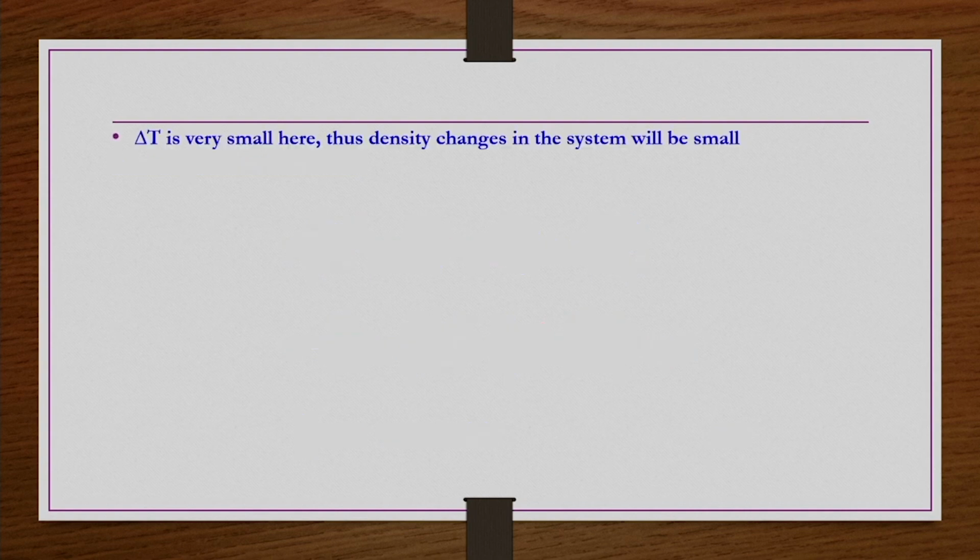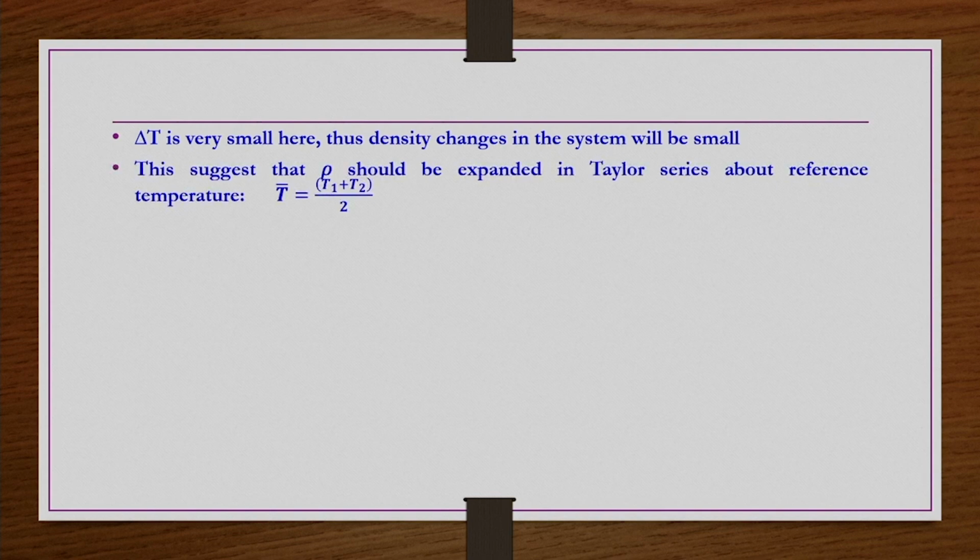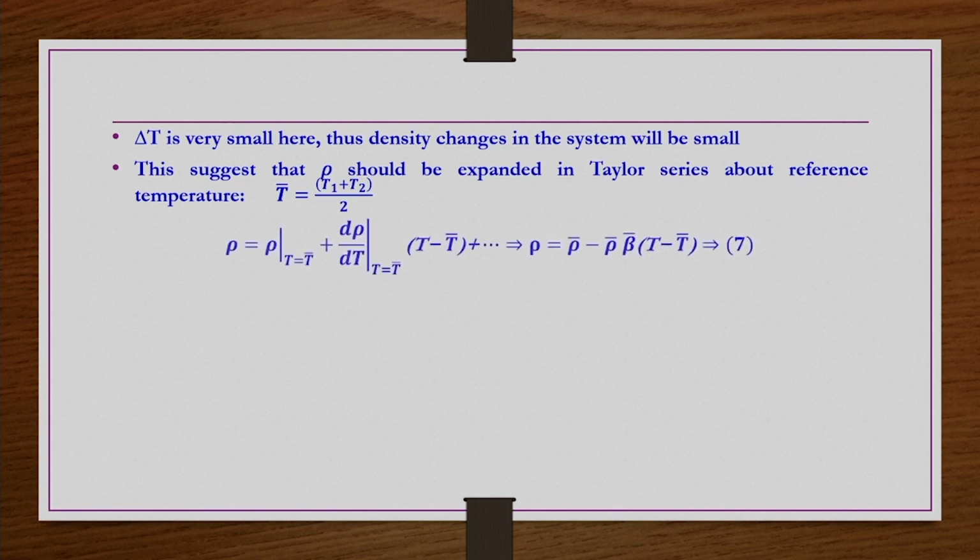Now, what we understand is delta T is very small here, that is what we assume, so delta T square, delta T cube we can neglect. Thus density changes in the system will be small, and this suggests that rho should be expanded in a Taylor series about the reference temperature T bar, which is the average temperature of T1 and T2. According to this Taylor series expansion, rho is equal to rho at reference temperature T bar plus dρ/dT at T bar multiplied by (T minus T bar), and so on. The delta T square and delta T cube terms would be there, but we are not considering them.